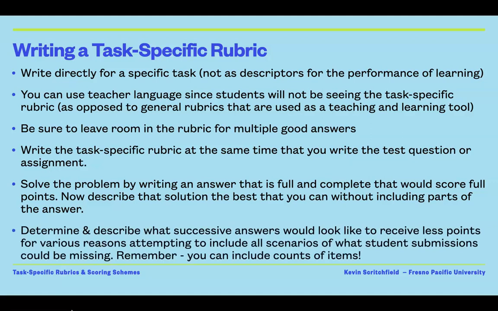Then you want to determine and describe what successive answers would look like to receive fewer points for various reasons. Maybe they left out just one of those pieces that you listed. Again, we're trying to account for as many of the possible scenarios as you can that different students could come up with in their submissions, or what might be missing within them. And do remember that within your task-specific rubric, you can look for counts of things, whereas we don't really want to do that in our general rubrics. So those are the steps that you want to go through as you write a task-specific rubric.